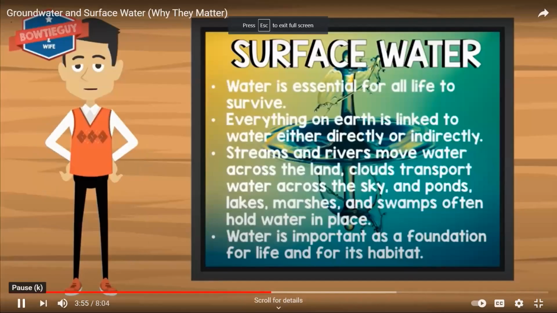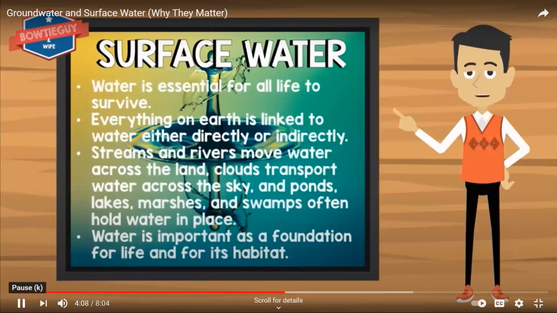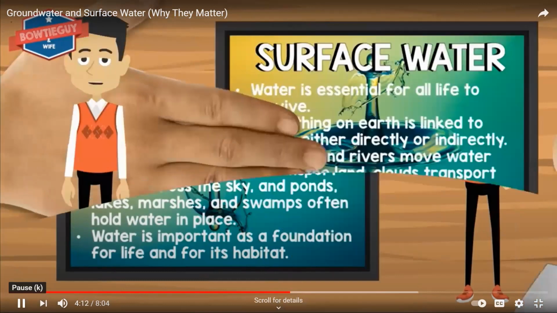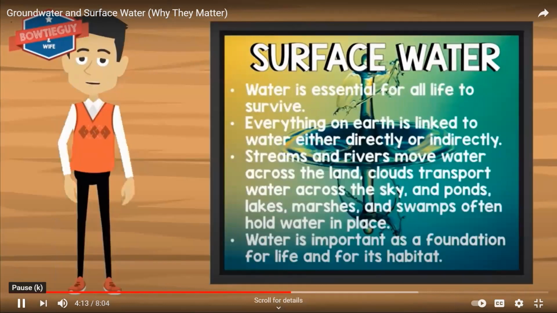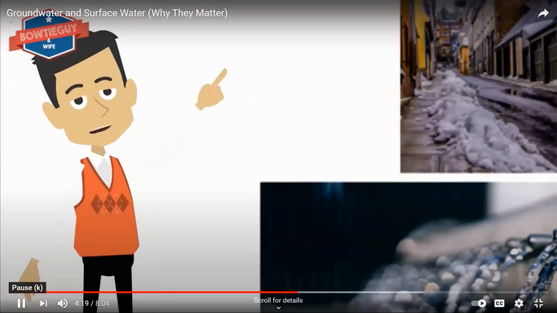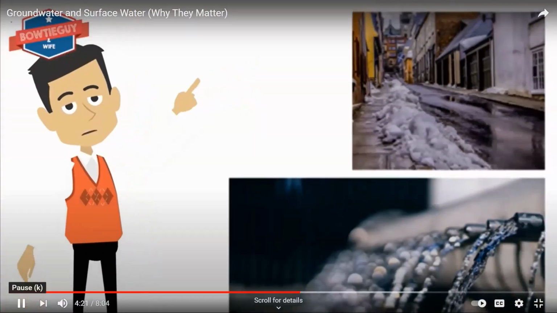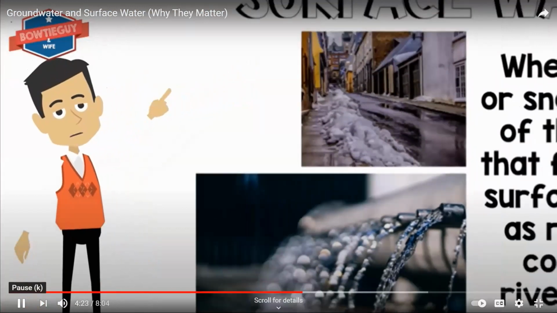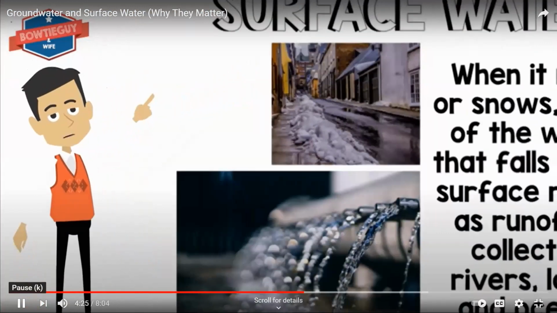Water is essential for all life to survive. Everything on Earth is linked to water, either directly or indirectly. Streams and rivers move water across the land. Clouds transport water across the sky. Ponds, lakes, marshes, and swamps often hold water in place. Water is important as a foundation for life and for its habitat. When it rains or snows, some of the water that falls to the surface moves as runoff. It collects in rivers, lakes, and oceans.